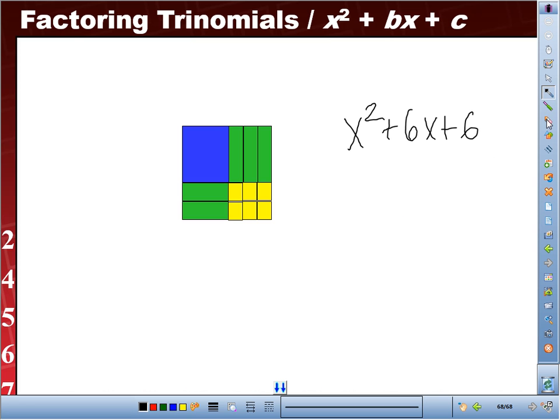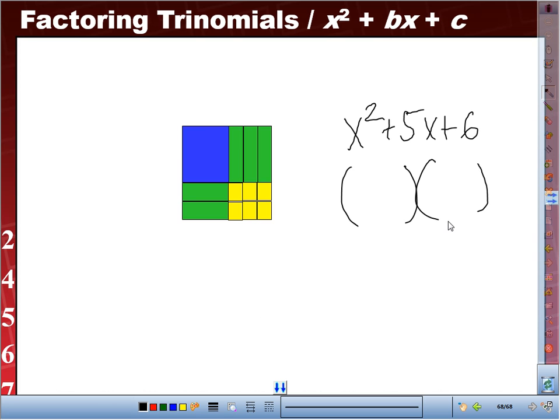Oh, 5x. Yeah, I did that on purpose to see if you were paying attention. 5x. There it is. Get me the measurement of this side and the measurement of this side. Tell your neighbor the dimensions, please. We got x plus 2 times x plus 3. So this side is x, this is 2, this side is x, this is 3. So therefore x plus 2 times x plus 3.